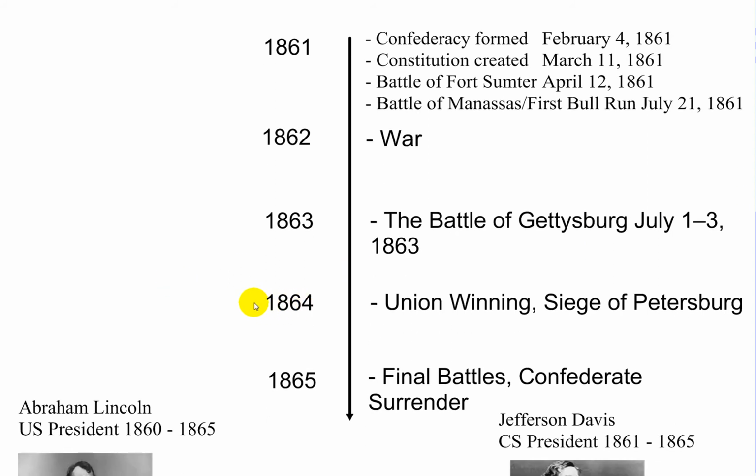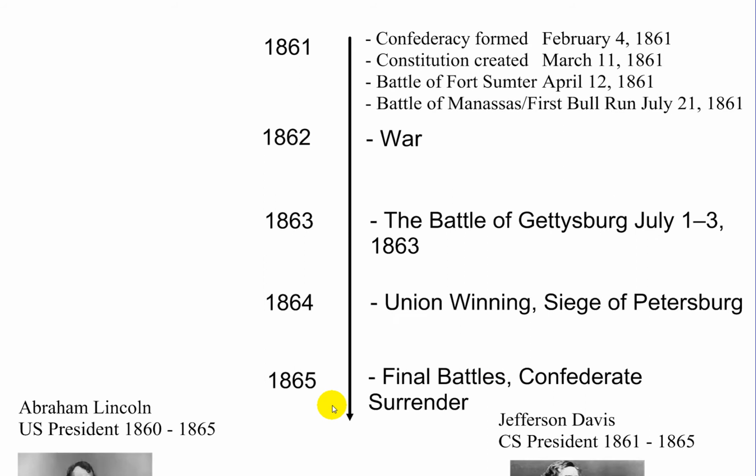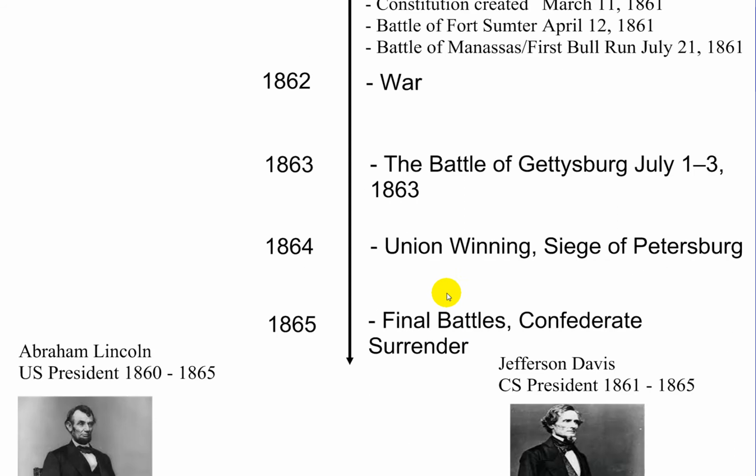In 1864, the Union is winning. There is the Siege of Petersburg, a long scenario of the Union and the Confederates fighting in Petersburg. A lot of battles, the Battle of the Crater and stuff like that. A lot of hard battles. This is some of the final hard fighting, and also in 1864, the Battle of the Wilderness. We're going to learn about all that. In 1865, there are some final huge battles, and the Confederates surrender. We have the Battle of Appomattox Courthouse and the Battle of Richmond eventually.